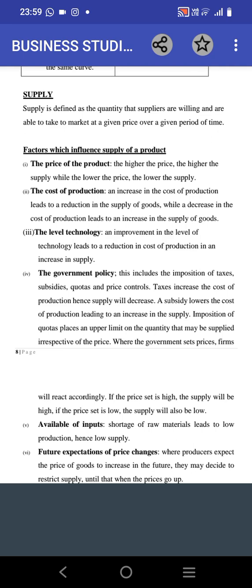So, for a supplier to supply goods, he will give a high price so as to make profit. The higher the price of a product, the higher the supply. Remember, sometimes there are goods for which the demand is low and people are not buying them. Some suppliers purposely sell few goods.